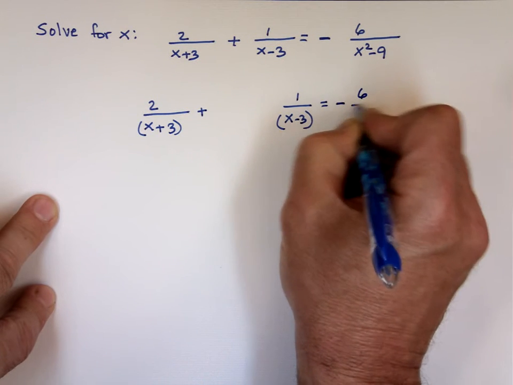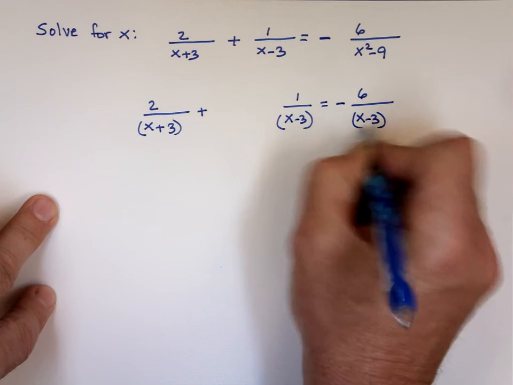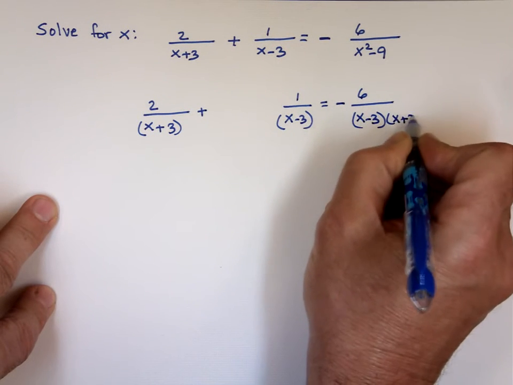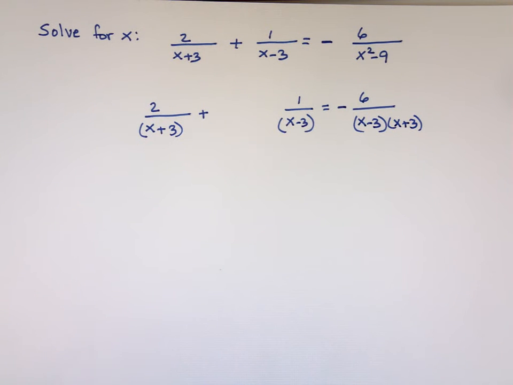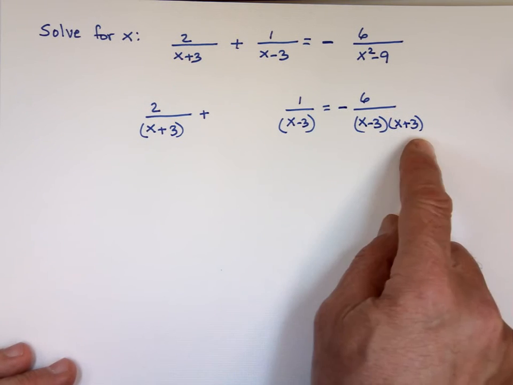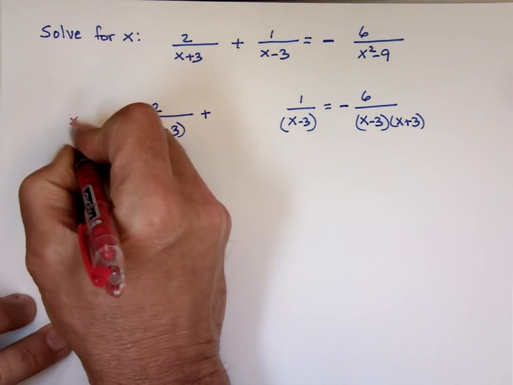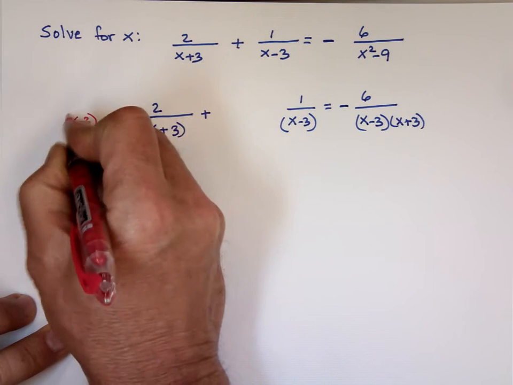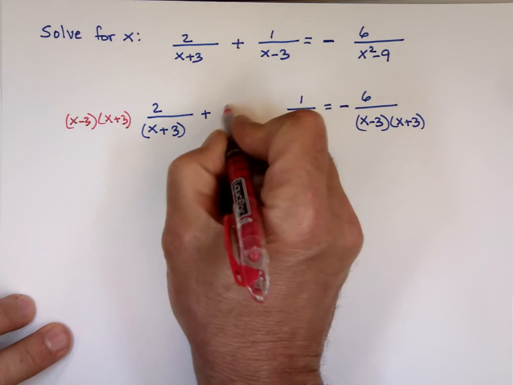Now, if I factor this, this will be x minus 3 times x plus 3. So when you look at the bottoms, the LCD is the multiplication of all the different factors. Well, what are the two different factors that you see there? I only see x minus 3 and x plus 3. So I'm going to multiply every one of these by x minus 3, x plus 3. Every one of them.